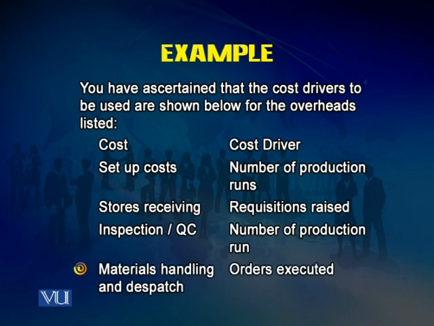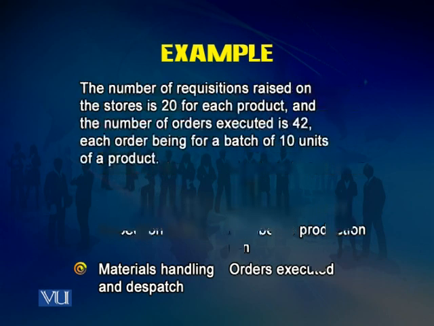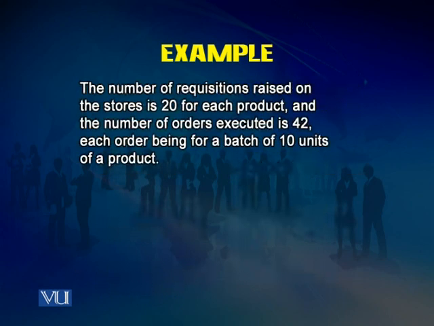Materials handling and dispatch, here orders executed. Dispatch relates to goods that are sent to the market. So the sales orders are going to determine how many goods at what time are being sent to the market. The number of requisitions raised on the stores is 20 for each product, and the number of orders executed is 42. Each order being for a batch of 10 units of a product.